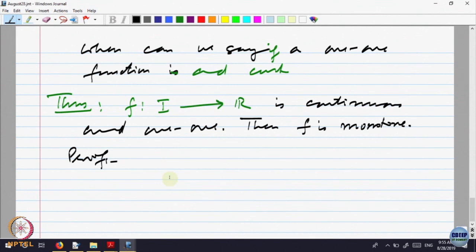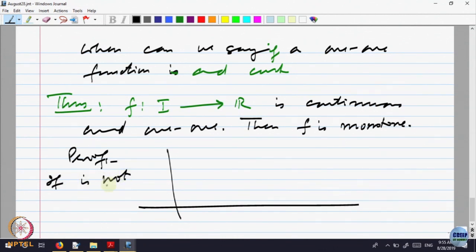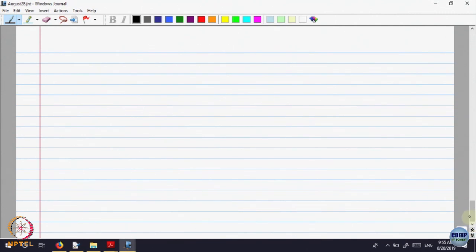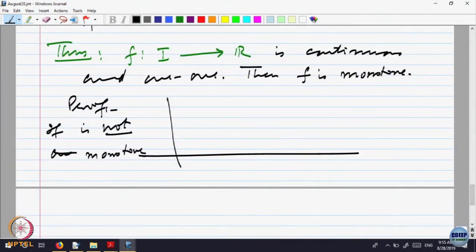So let us discuss the proof first. Let us assume f is not monotone. If the function is not monotone, then what should happen? Mathematically, what should I say?